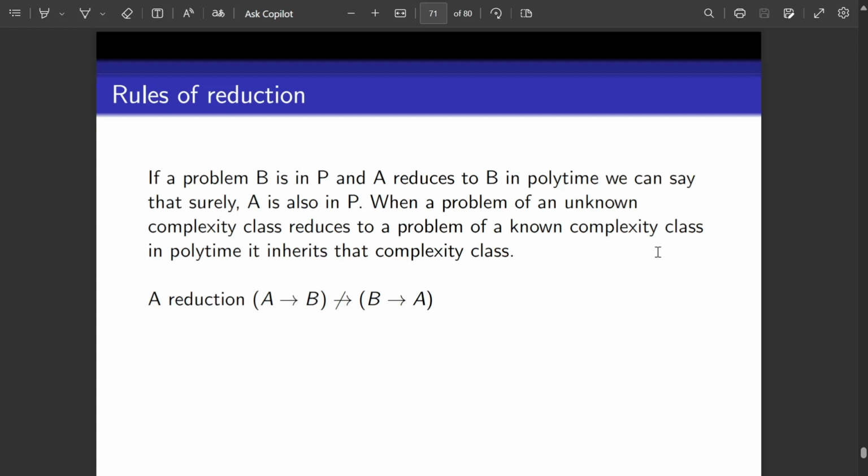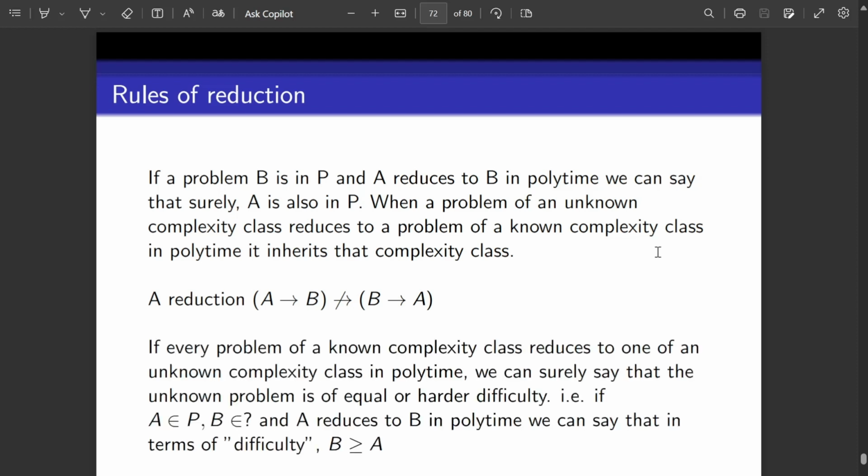So if you were in the logic module, I think it's pretty obvious that if you have a reduction from A to B, that doesn't necessarily imply a reduction from B to A. Okay, and if every problem in a known complexity class reduces to one of an unknown complexity class in polytime, we can surely say that the unknown problem is of equal or harder difficulty.